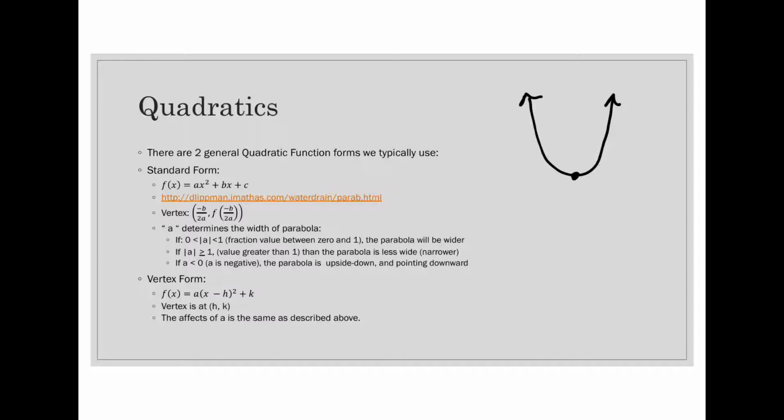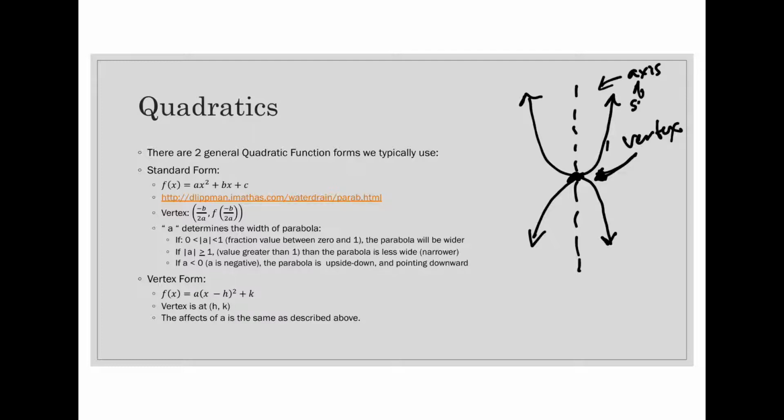It looks like a U, but not exactly a U, but it does have a low point, or it can also have a high point if it's facing downward. The point at which it is the lowest or the highest point, we call the vertex. On either side of the vertex, we have a graph that is symmetric to the line that passes through the vertex. We call this the axis of symmetry. Basically that just means that if you were to fold this graph across this line, the points would match up and touch each other.